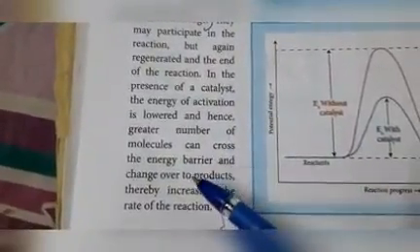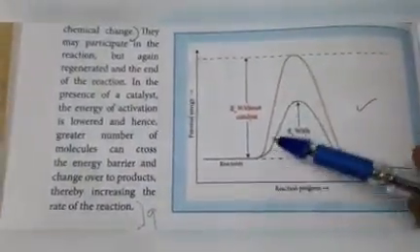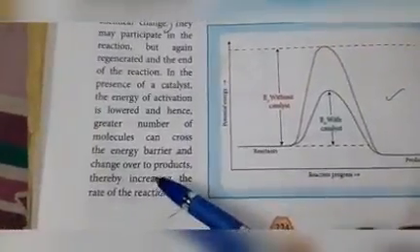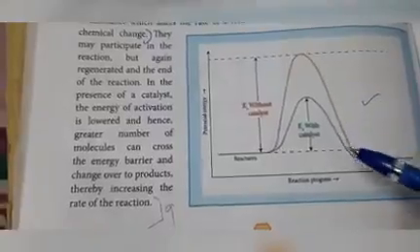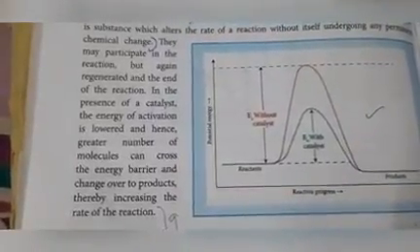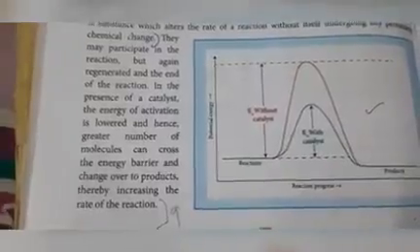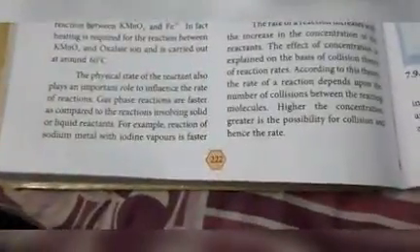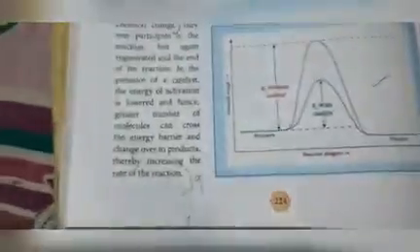So, a greater number of molecules can cross the energy barrier. This is the energy barrier diagram. So, more molecules can convert into product, thereby increasing the rate of the reaction. So, totally 5 factors are given: nature and state of the reactant, concentration of the reactant, surface area of the reactant, and effect of presence of catalyst.